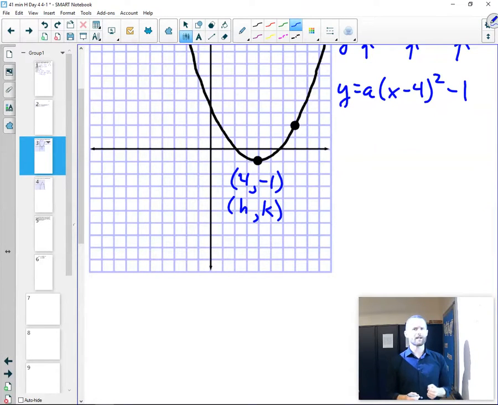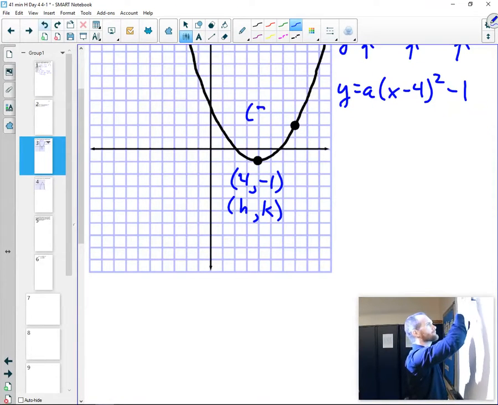is plug in our next ordered pair. Because I mean, we already used this 4, -1. We did everything we can do with that, but there's another ordered pair given to us. And those coordinates are, what is that? 1, 2, 3, 4, 5, 6, 7, 2.